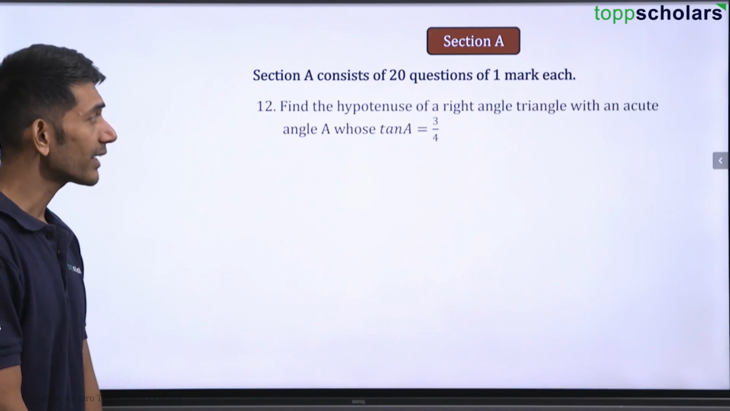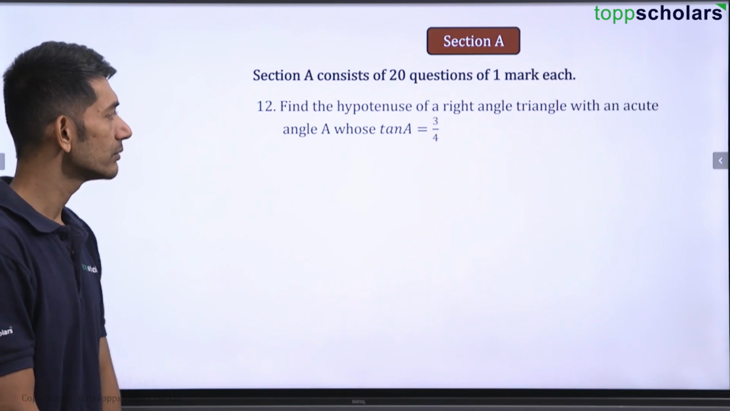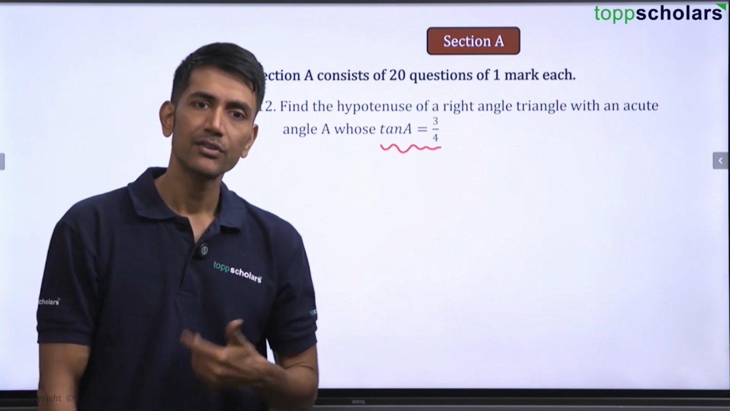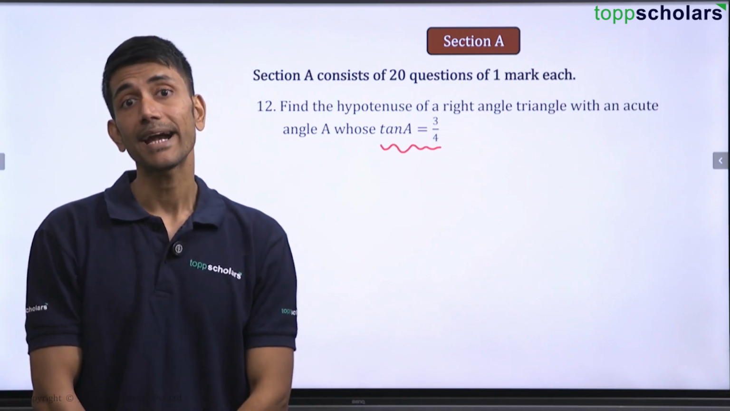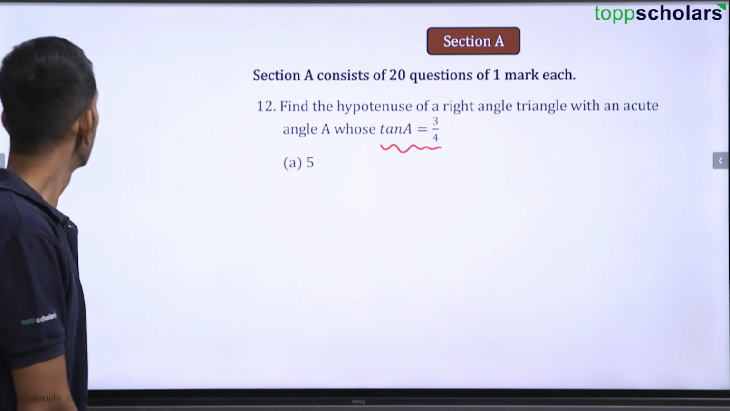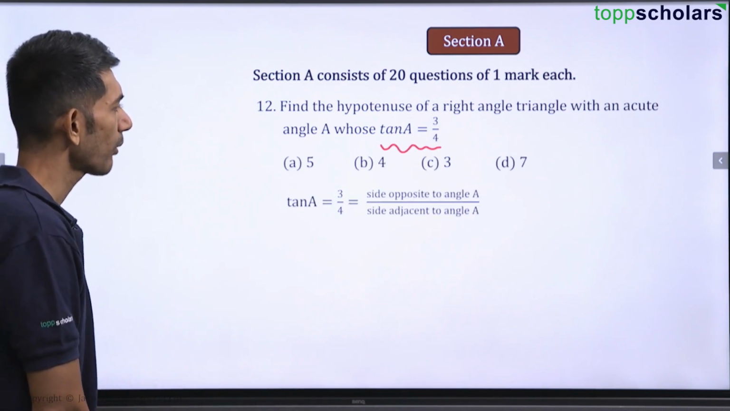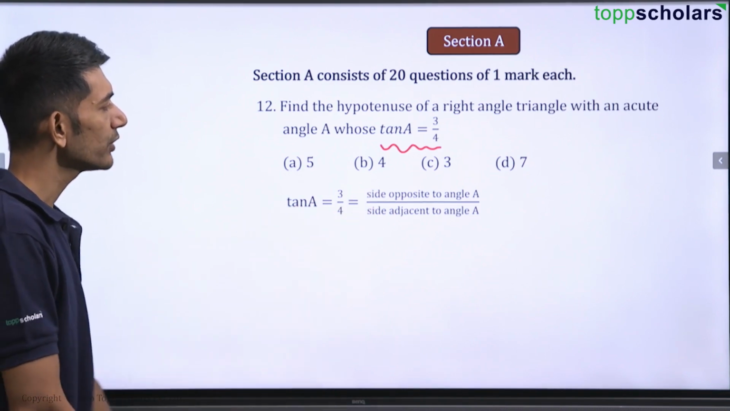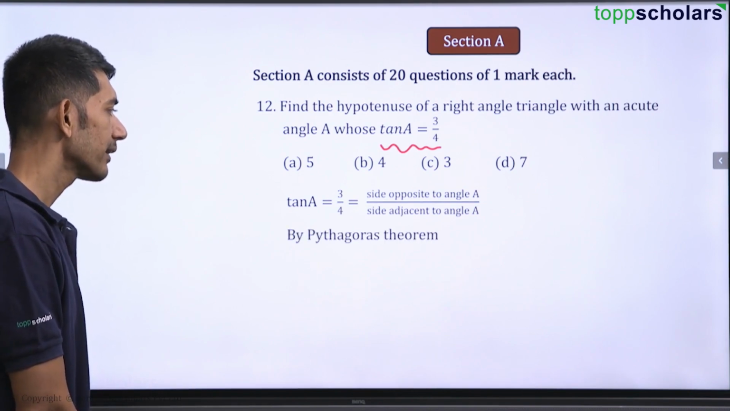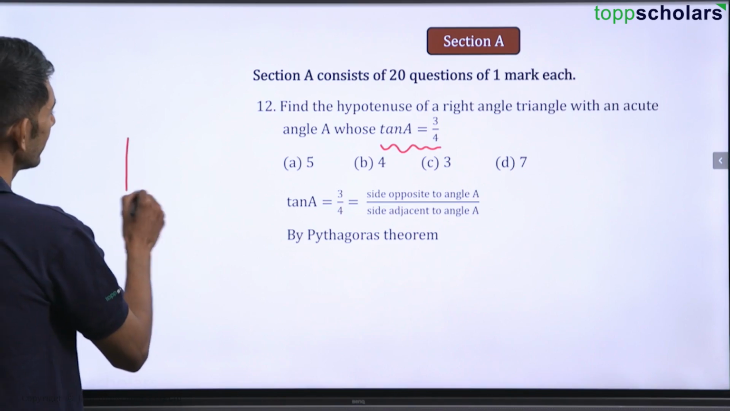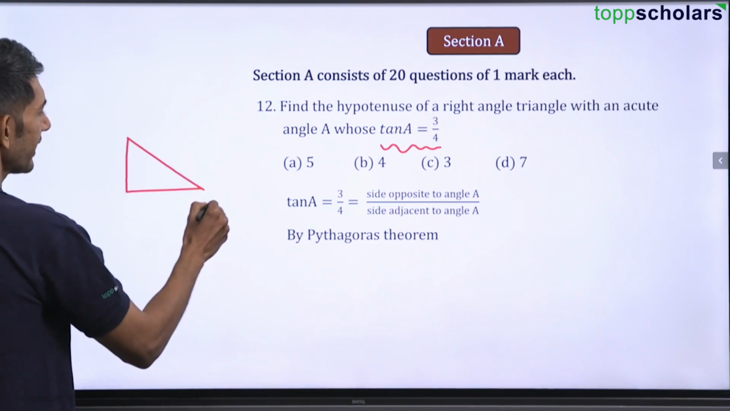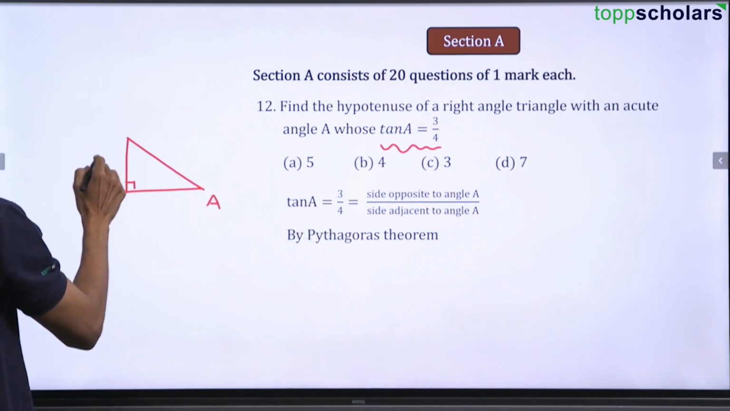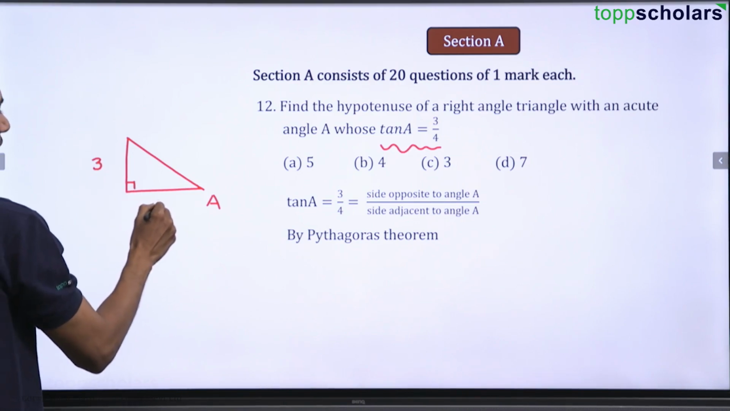Okay. Now find the hypotenuse of a right angle triangle with an acute angle whose value of tan A is 3 by 4. Now this is a simple question. Tan is given. The ratio tan is nothing but opposite by adjacent, isn't it? So if you see the options over here, there are 4 options. But before that we have 3 and 4, right? So what is tan? Tan is side opposite to angle A by side adjacent to angle A. So obviously you need a triangle, isn't it? You need a triangle. So if this is A, this is 90 degree, side opposite to angle A. So this is 3, this is 4, right?